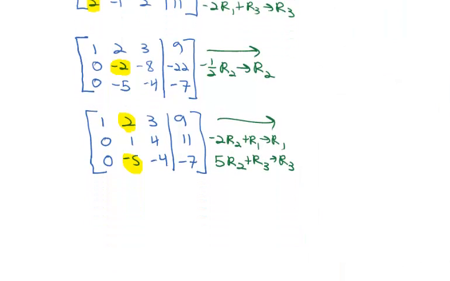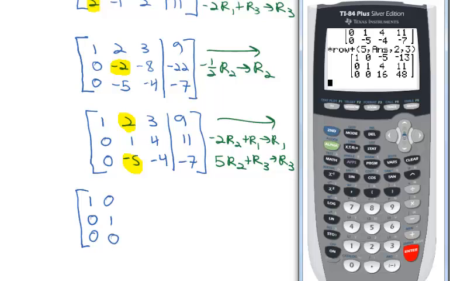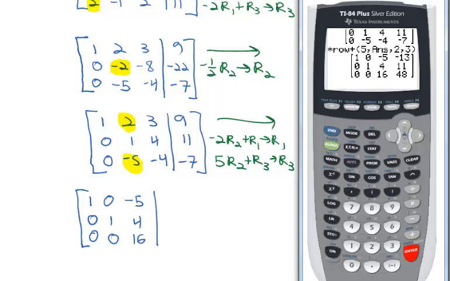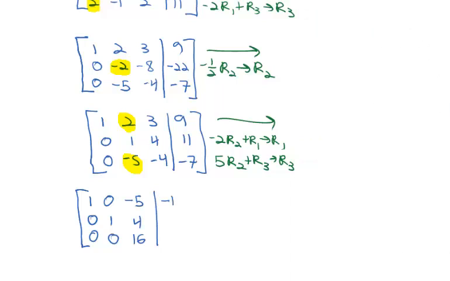So let's copy that down. So the first column is 1, 0, 0. Now we have 0, 1, 0. The next column, -5, 4, 16. And then the next column, -13, 11, 48.